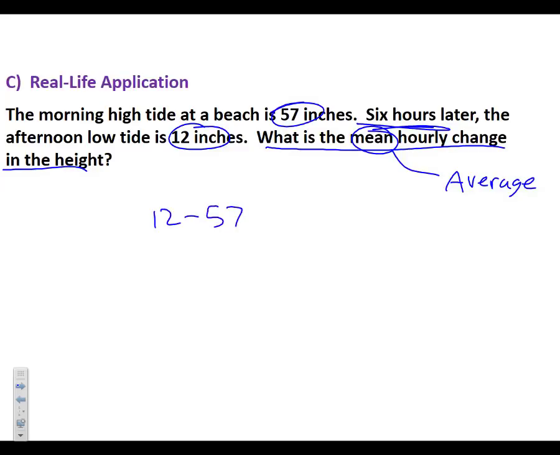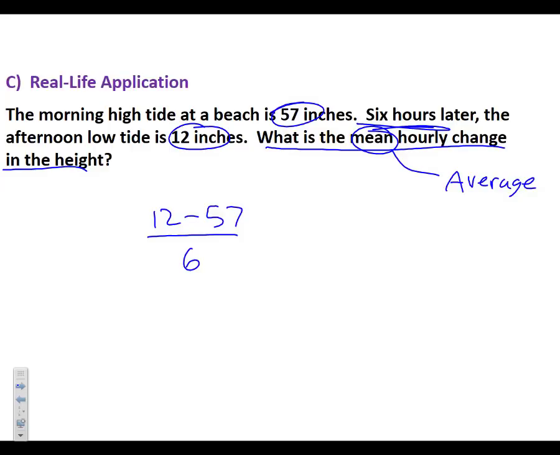You're going to say, well, Mr. Ross, 57 is bigger than 12. Why don't we do that? Well, if the tide is going down, that means the tide is decreasing. And to represent that as an integer, we have to use a negative. All divided by the 6 hours to give us that hourly mean change in height.